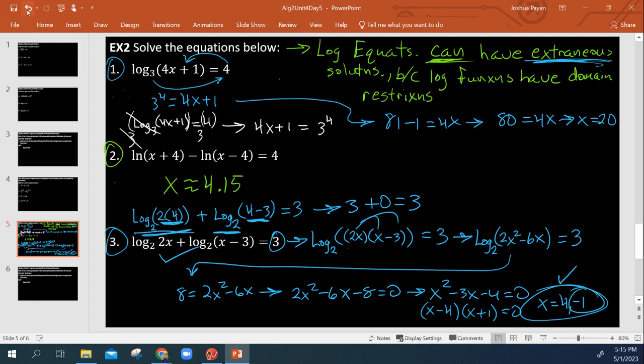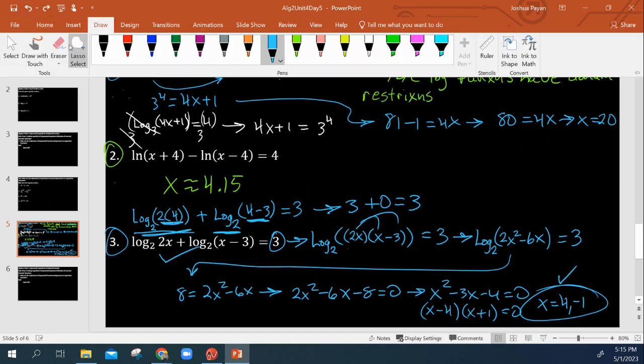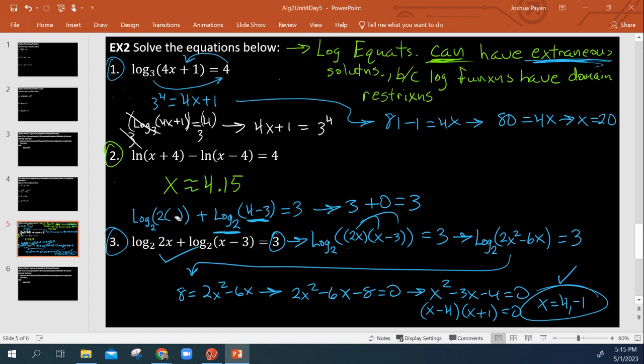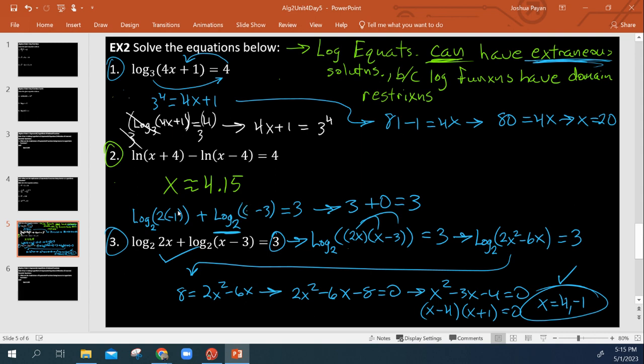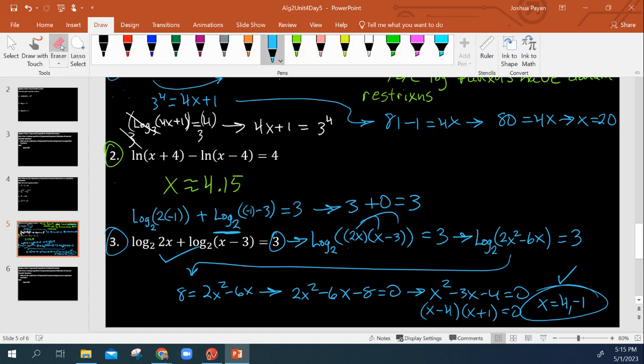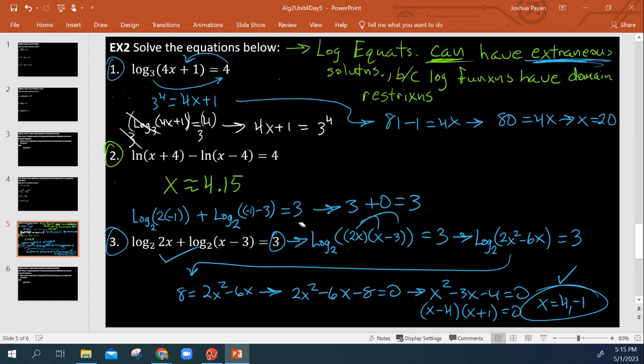Now we need to check the negative 1. And I can already tell you the negative 1 is going to be extraneous. So I'm just going to erase carefully here. Okay, so I'm going to replace the x's with negative 1s. Now we see that this isn't going to quite work out very well.